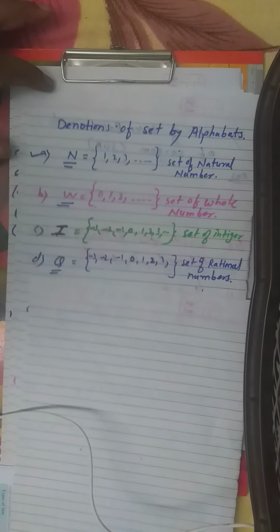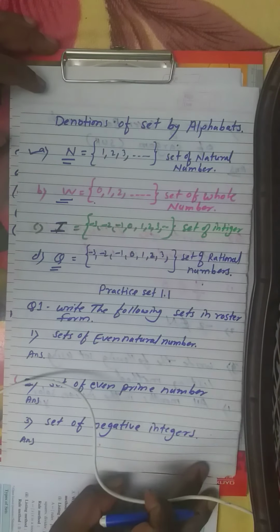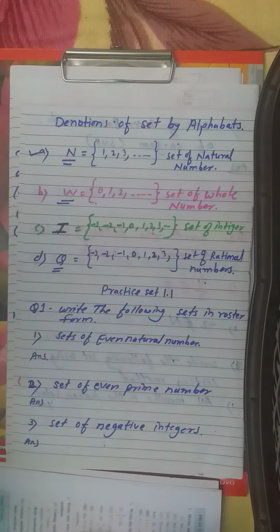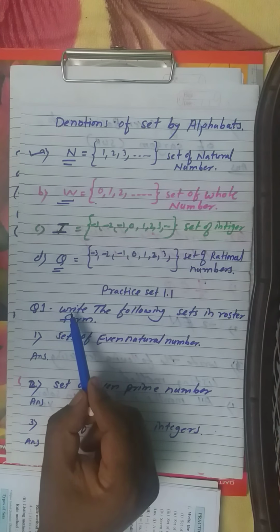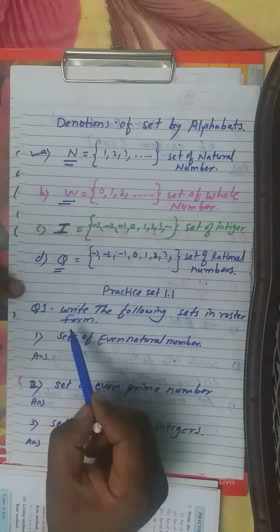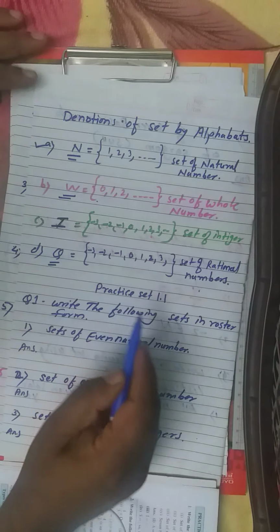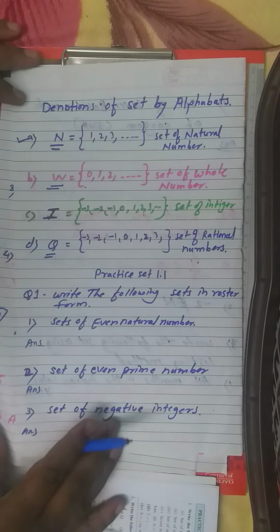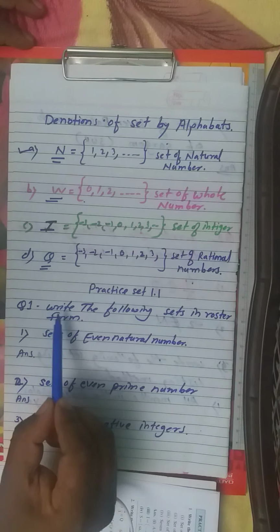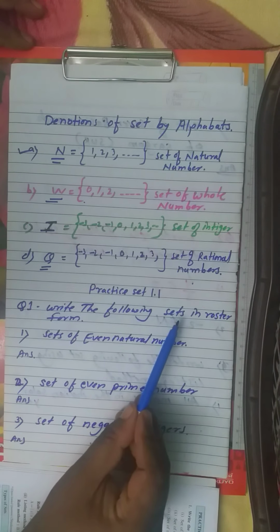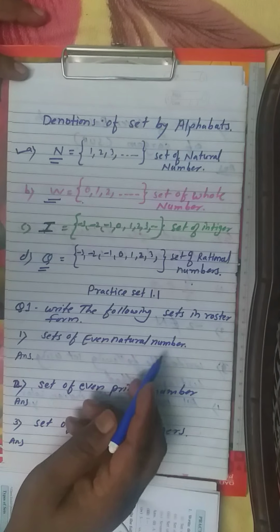Now we can see the examples of the first exercise, practice set 1.1. Now questions are given, we just have to write the answers. Question number 1, write the following sets in roster form. Roster form is also known as the listing method. Now dear students, we have to understand which form is given in the question. Write the following sets in roster form, that means listing method. We have to write the set of even natural numbers.